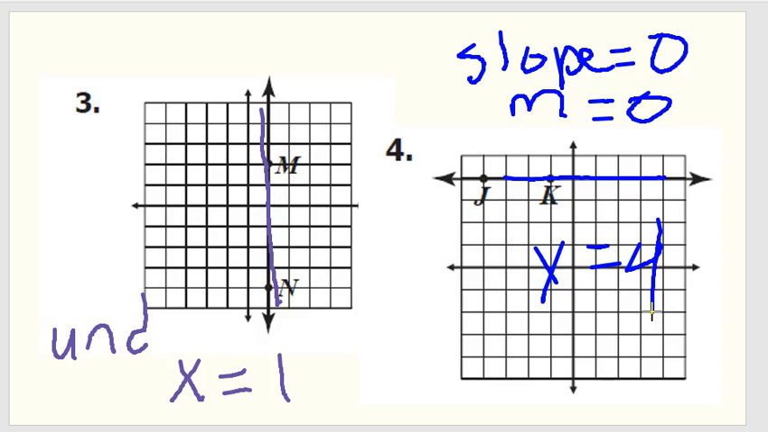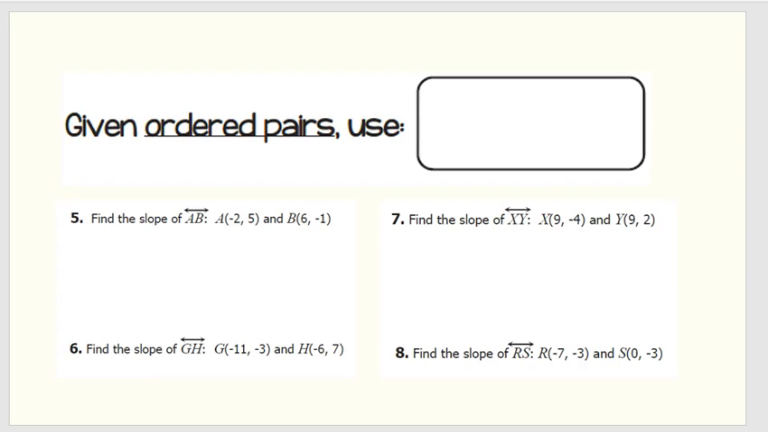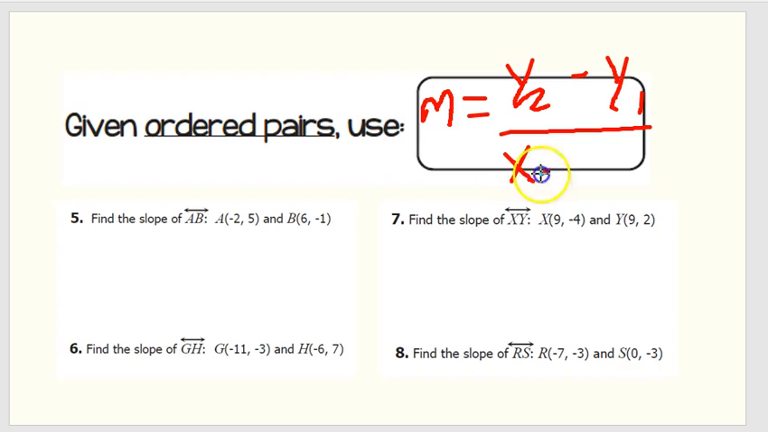Now, that's if you have a graph. What if you don't have a graph? What if you have 2 points? When you're using 2 points, you're going to want to use the equation m equals, that's our slope again, y2 minus y1 over x2 minus x1. That's the equation for a slope. Change in the y over the change in the x.